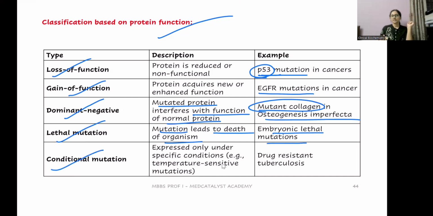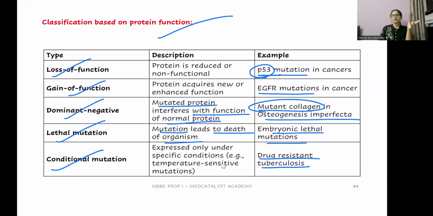Then conditional mutation. Conditional mutation means what? The mutations are there, but they express only under specific conditions. For example, antibiotics. If you grow bacteria in an antibiotic environment, or if you are giving antibiotics for a longer period of time, the bacteria will become resistant to the antibiotic, right? So over a period of time it is becoming resistant to the antibiotic. So drug resistant tuberculosis is an example for it, right?